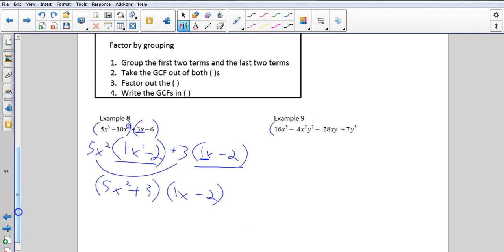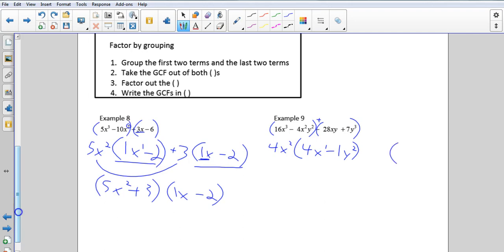Okay, next one, I'm going to group those two and group those two, put a little plus in the middle because it was a subtraction. And I'm going to take out what I can. What goes into 16 and 4? 4. X cubed and x squared, I look for the smallest exponent. No y's in common, I'm ready to divide. 16 divided by 4 is 4. X cubed divided by x squared is x to the first. Minus 4 divided by 4 is 1. Don't have to put that. The x squared cancel, leaving me y squared.